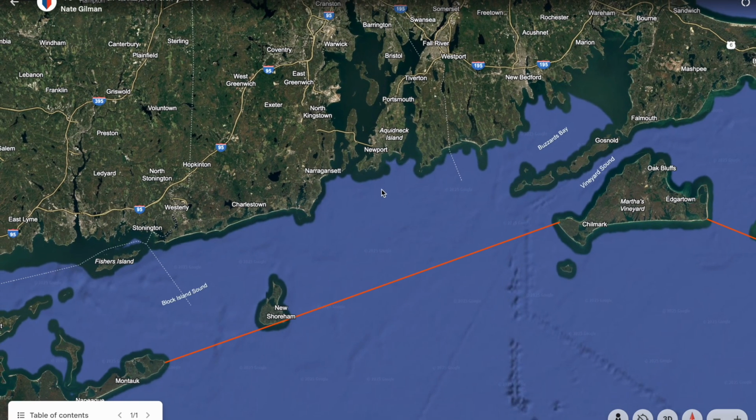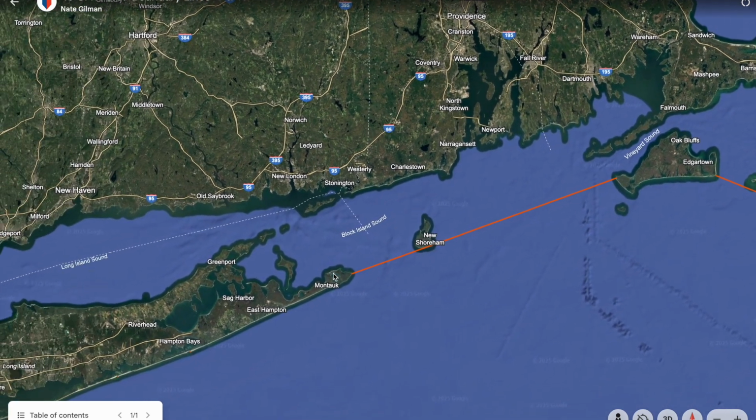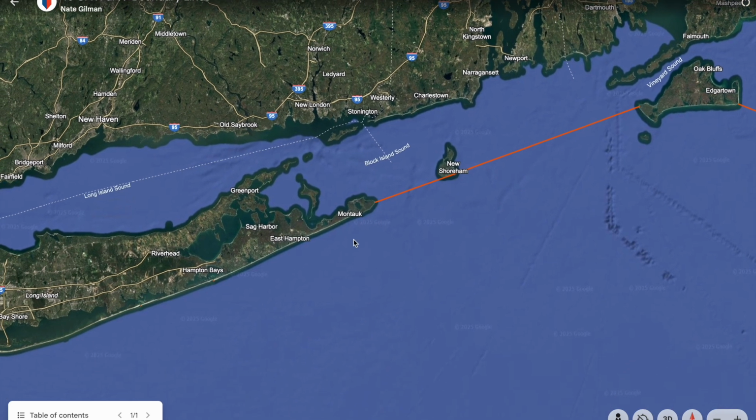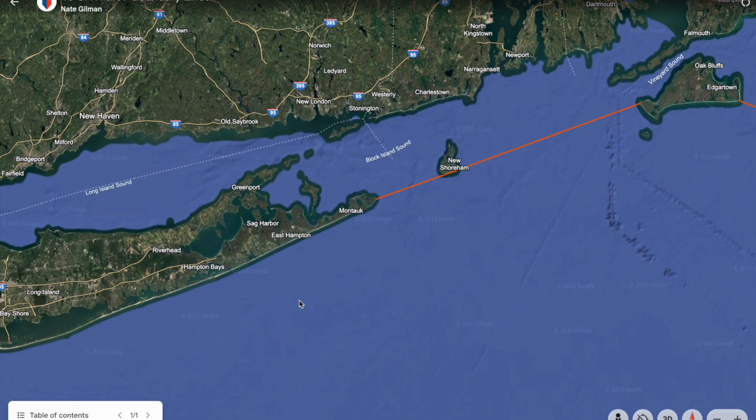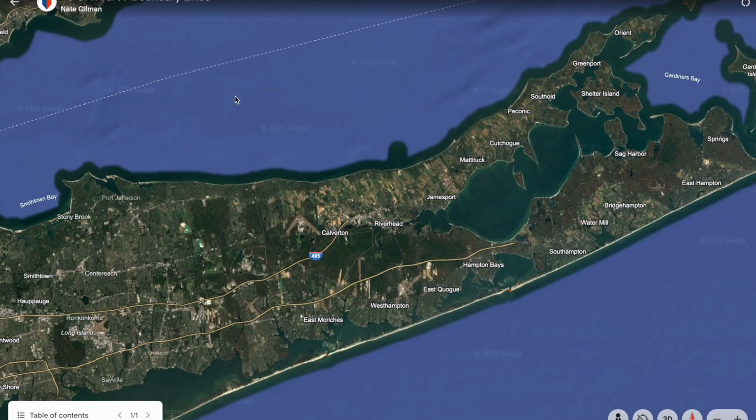So if you're sailing all around Block Island Sound, you are still on inland waters, coming all the way down to Montauk. So it's this line that goes through Block Island, down to Montauk and Long Island. That's all inland waters. If you're on the Atlantic side of Long Island, you will be in near coastal. Anything on the inside is going to be inland waters.